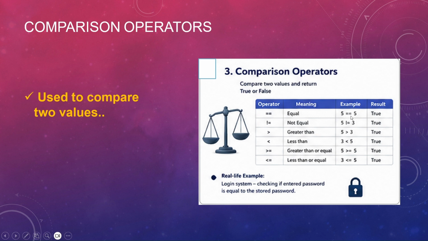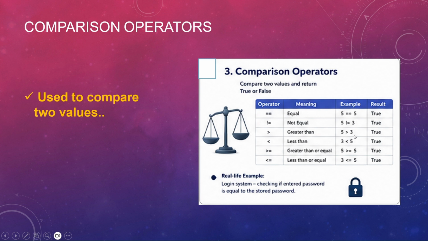Whenever you use 5 is equal to 5, it will check if the left hand side and right hand side are the same. If yes, it will give true. If not, it will give false. Okay. Not equal to will check if left and right are not equal. So for not equal to, since this is true, it will give true.